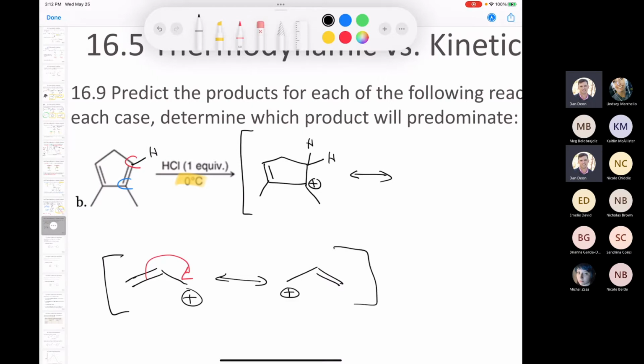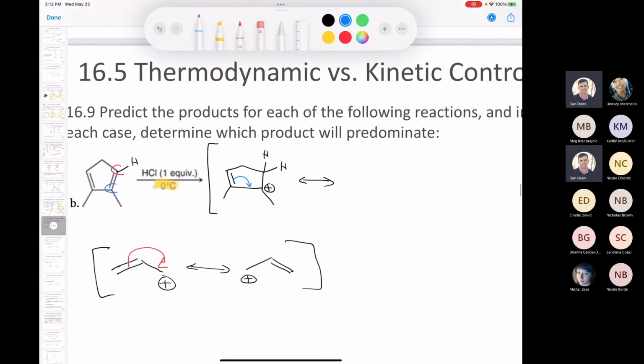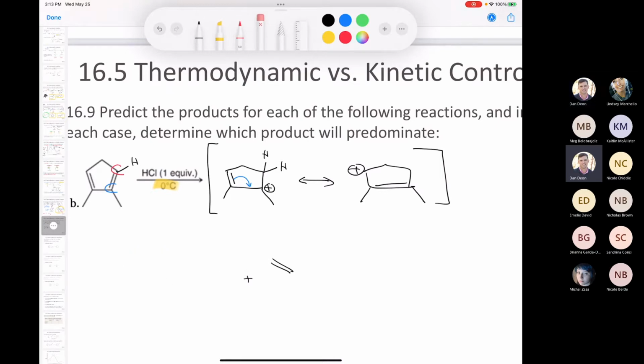Okay, so we do the exact same thing here. We take this pair of electrons, we move them over here, and when we do that, we end up with this resonance contributor where we have this, and then our positive charge is going to be up here. So now the last part of the problem is just showing the nucleophilic attack.